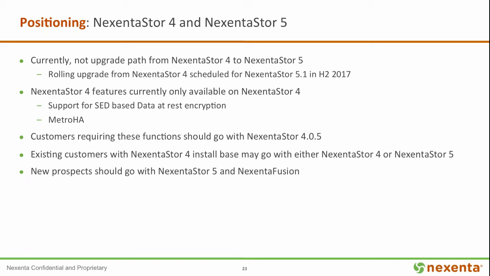How do you position 4 and 5? Right. So at the moment, we do not support upgrading from 4 to 5. This is something that we'll add as part of our 5.1 version, which we'll release in the second half of 2017. That's currently being worked on. So for now, you have the 4.0 product, which has features only available on 4.0, things like encryption, things like Metro HA. Customers requiring that functionality should go to 4.0.